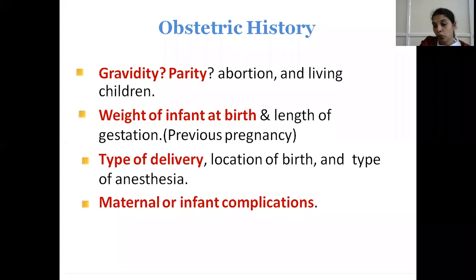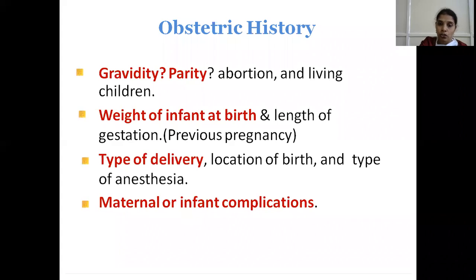If this is her second or third pregnancy, we have to ask about the previous pregnancy: the weight of the first baby, and the period of gestation when she gave birth, whether it was a term pregnancy or a preterm delivery, so that we can take care of the present pregnancy.